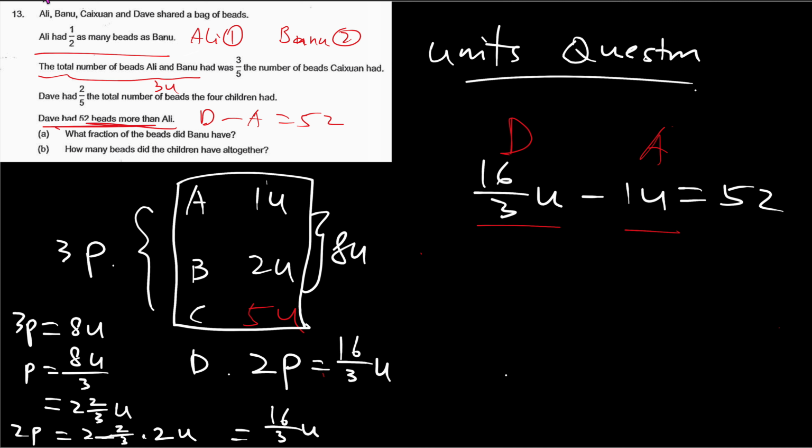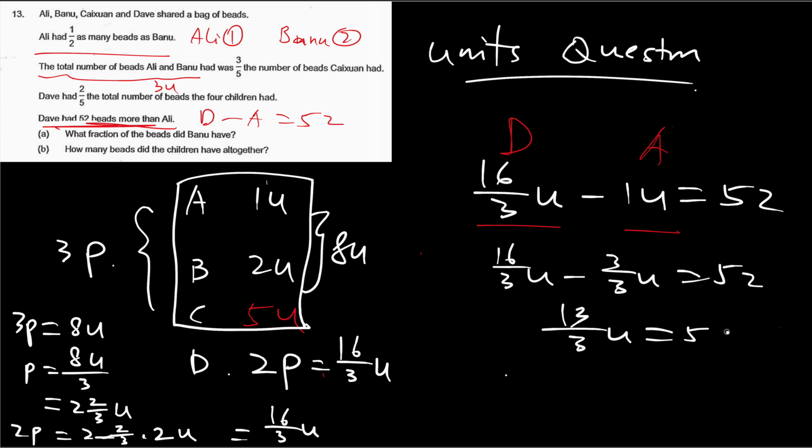So now I think it's pretty simple. This is 16 over 3 U minus 3 over 3 U. So it's 13 over 3 U equals 52. So you take 52 divided by 13 over 3, which is 12. Quick calculation. So U equals 12.